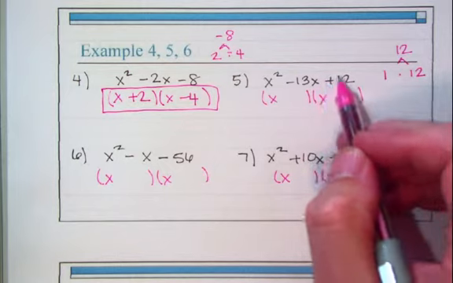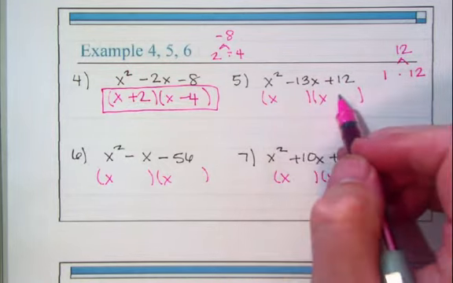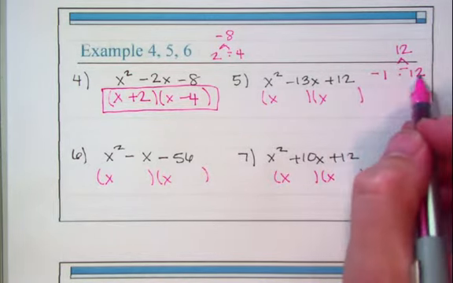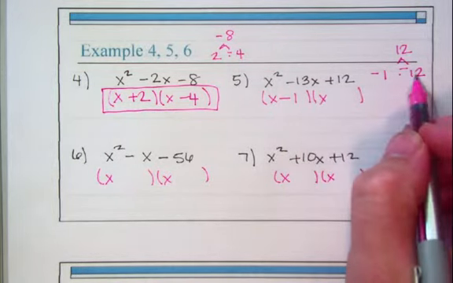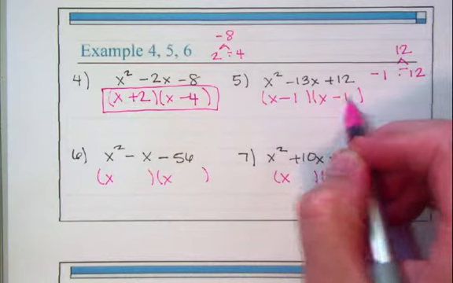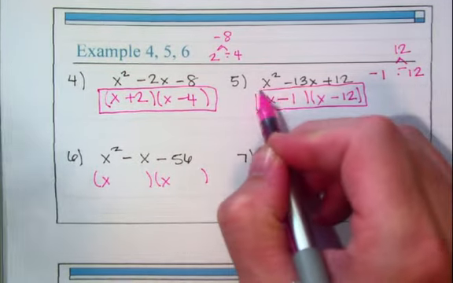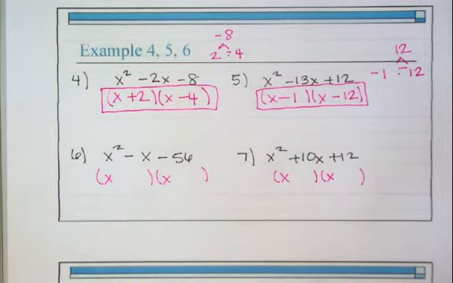In this case, that one's a positive. The only way for that to be positive is if the 2 signs are the same. So this is going to be a negative and a negative, because -1 plus a -12 is -13, and -1 times a -12 is a positive 12. So -1 and -12. Those are the 2 answers. And these are 2 factors, this binomial times this binomial. Just the reverse of what we did with the FOIL method. So now we're just working backwards.